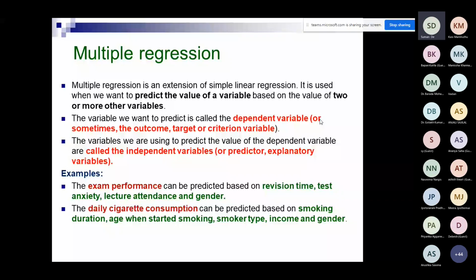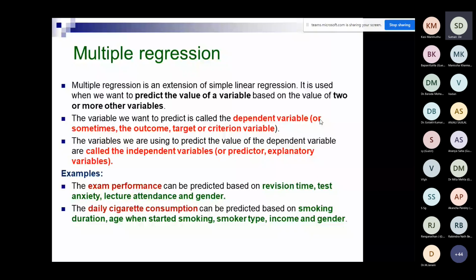So, for example, multiple regression. Exam performance of a student can be predicted based on how much time the student spent for revision, the student's test anxiety, the number of hours he sat for the exam, and is there any difference between male and female? So exam performance can be predicted based on the number of hours the student sat for the exam, anxiety of the student, the number of hours he sat for the classes, and the gender also we can predict.